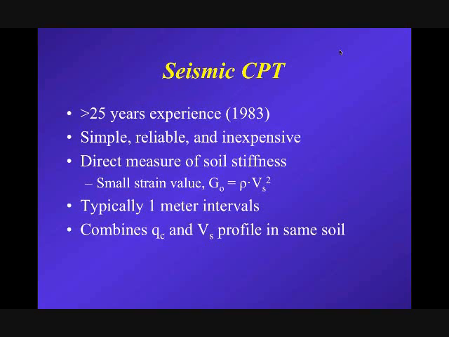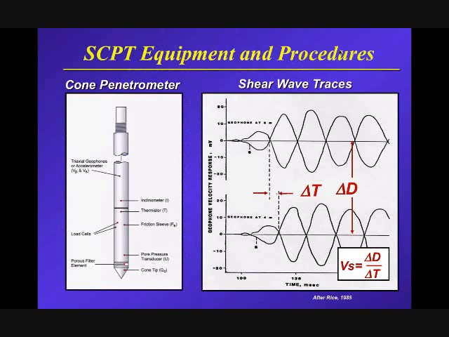So small strain elastic wave theory says that the small strain shear stiffness is the shear wave velocity squared times the mass density. And the mass density is just the unit weight divided by gravity. So by measuring shear wave velocity, you get a direct measure of the stiffness of the ground. So, we commented earlier that CPT is very good at estimating the strength of the soil, the stratigraphy, and if you measure shear wave velocity, you get a very good estimate of the stiffness of the soil.